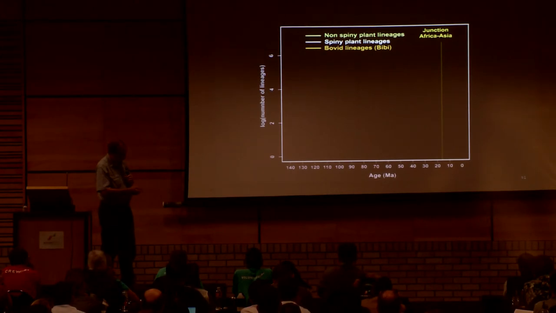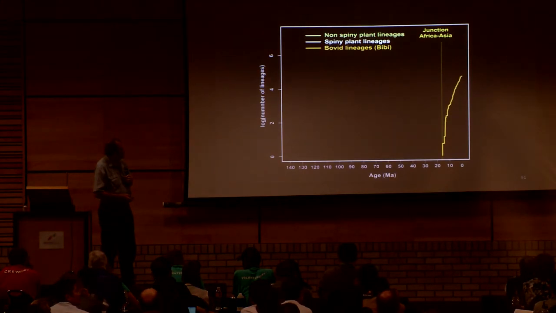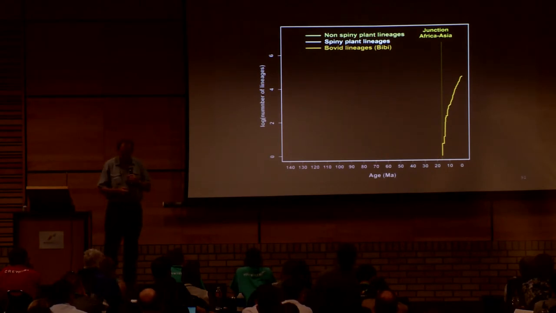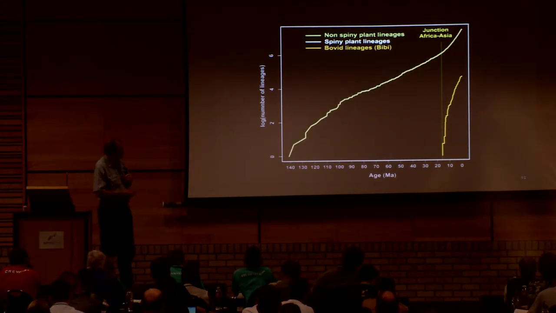So here's time on this axis, and here's lineage diversification on this axis. And this is what happens with the bovids. They only got to Africa rather late, and then they just rocketed. Absolute surge of speciation. This is the diversification of lineages of non-spiny plants through time, from the early beginnings of the angiosperms.